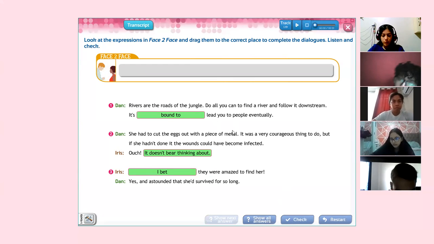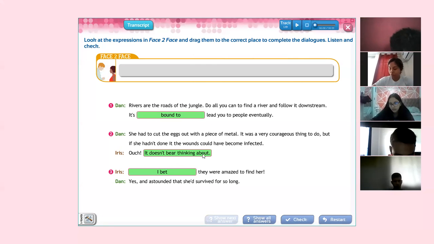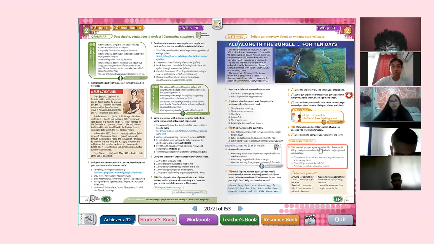Okay, so bound to lead means it's able to lead. It doesn't bear thinking about means it's not a problem to think about. I bet means I think, I know, when you realize something. We have less than a minute and we continue with the next part, maybe in a few days, okay?